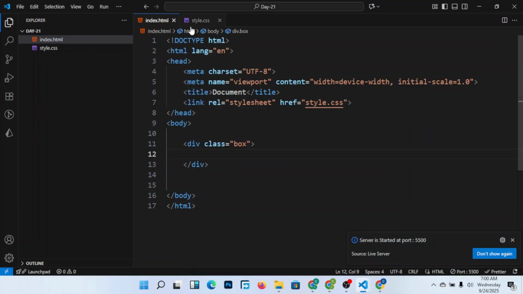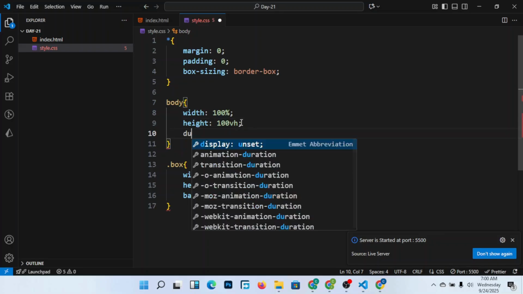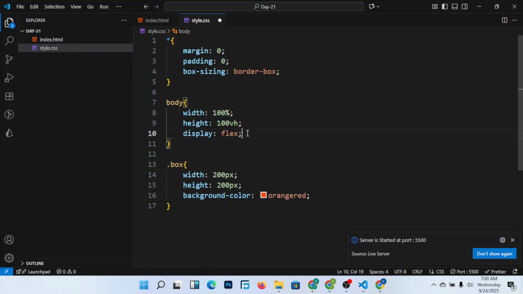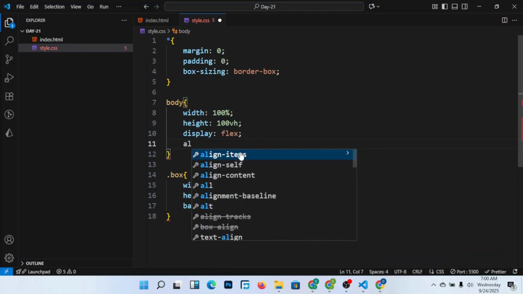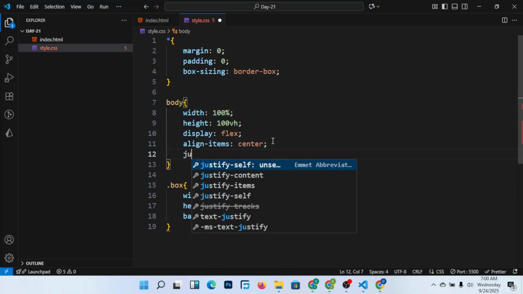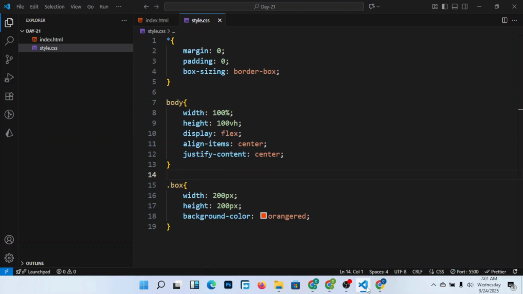Okay. Come here in the body. I say display flex, align-items center, justify-content center. Okay. So it comes in the center by default. You see it's there. So having understood that, now we want to apply some of our things.